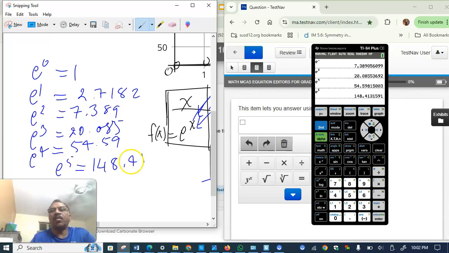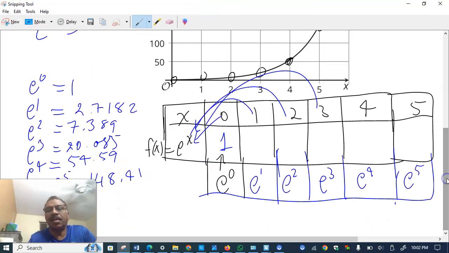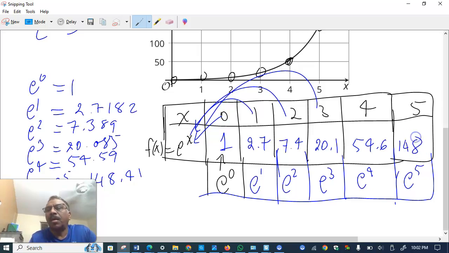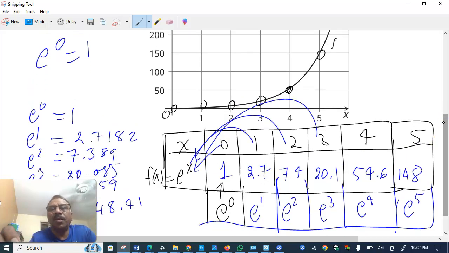148.4. Now I'm going to go back to this and plug it in. So what did we get here? Because the first one is 1, we got 2.7 here, this is 7.4, rounding to one decimal place this will be 20.1, then 54.6, and the next one is 148. So what this means is, for each input, this piece is 0 and 1. This is 1 and 2.7.